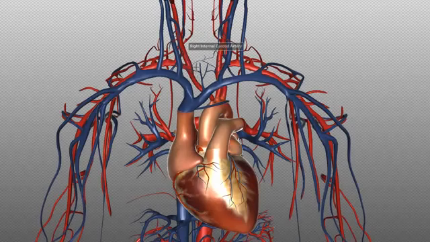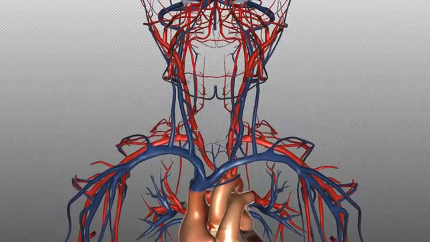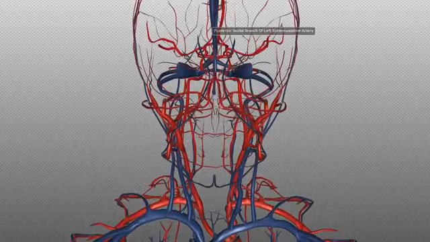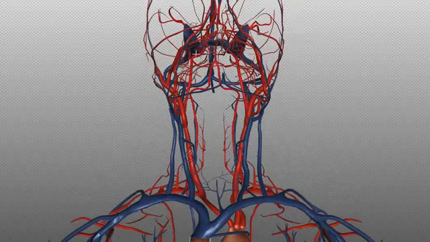So the brachiocephalic trunk splits into 2. It splits off into the right subclavian and the right common carotid artery. Here you've got the left common carotid and finally you've got the left subclavian artery. So the common carotid arteries on either side split into external and internal carotid arteries. So the right common carotid artery splits into the right external and internal carotid, and as you can see here, they go up to supply the brain and the head and the neck.